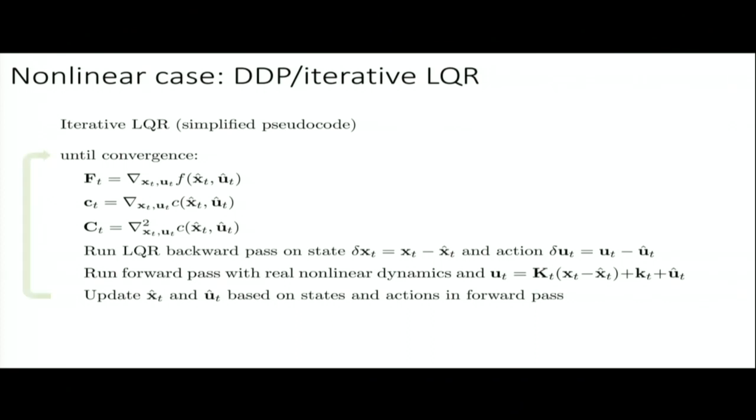And then we go all the way around again, relinearize around the trajectory, re-expand the costs around it, perform a new backward pass, perform a new forward pass, and so on. So this is called iterative LQR. Does anybody have any questions about it?